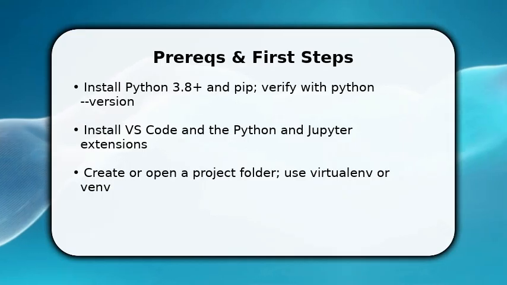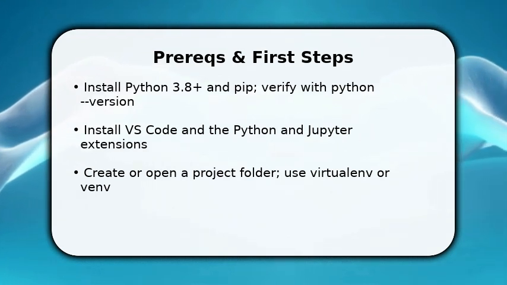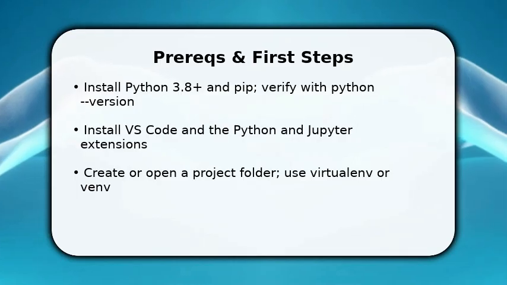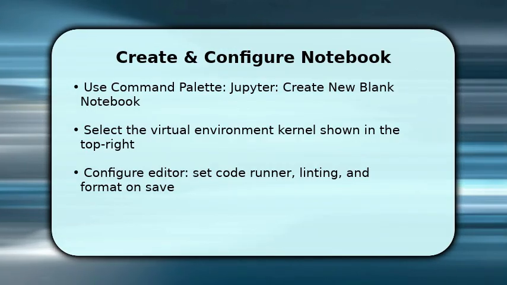These steps prepare your editor to detect kernels and provide language features, so you can run notebooks reliably and avoid path issues later. You now create a notebook through the command palette or by adding an .ipynb file. Select the kernel tied to your virtual environment so imports resolve. VS Code shows the kernel in the top right.